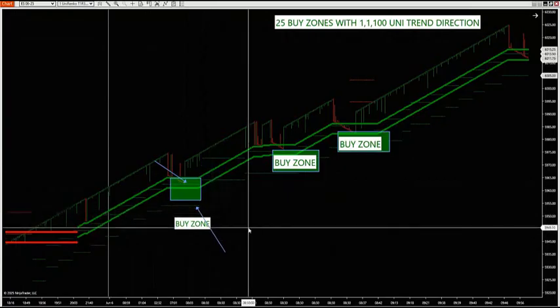The average move on these zone trades with a 1-135 chart on the 1-100 Uni Renko trend, the average trade, you're looking for 10 to 12 points. That gives you an idea how to trail these, where to place your stop, and what you're looking to get out of it.